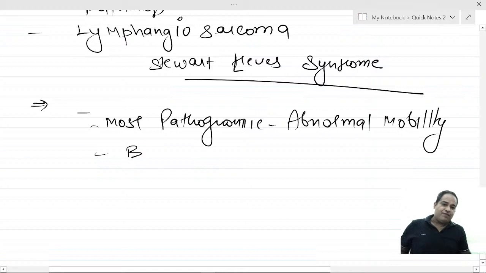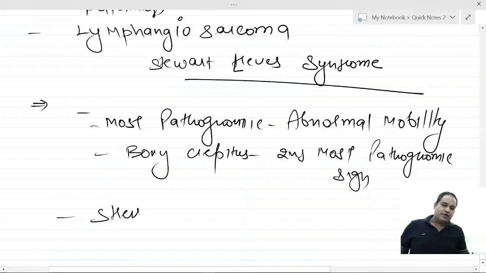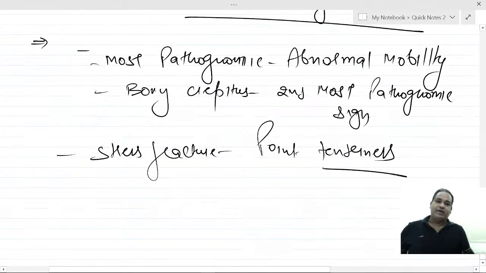Second, if you get to see bony crepitus, that is the second most pathognomonic sign. For stress fracture, point tenderness is the most pathognomonic sign, fine.